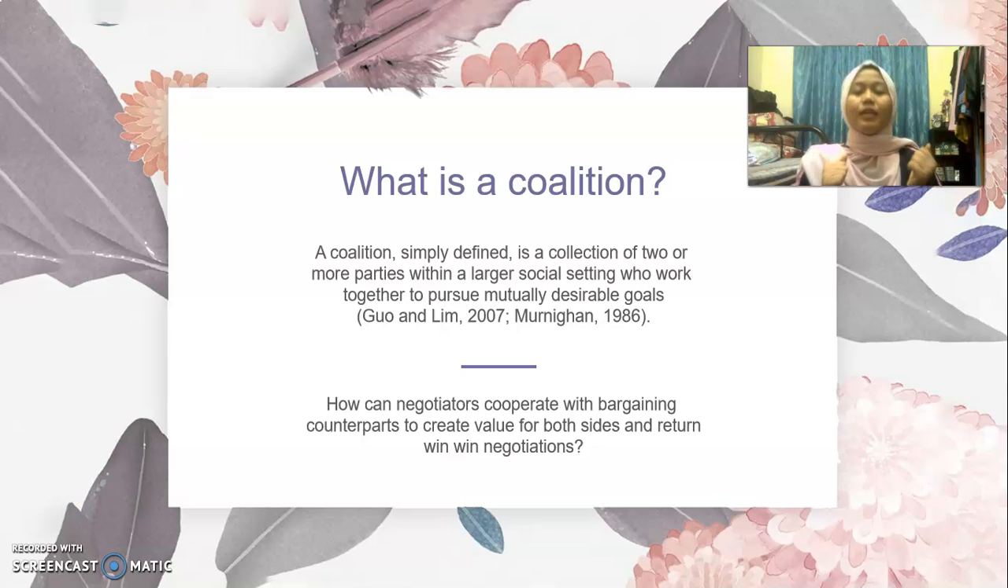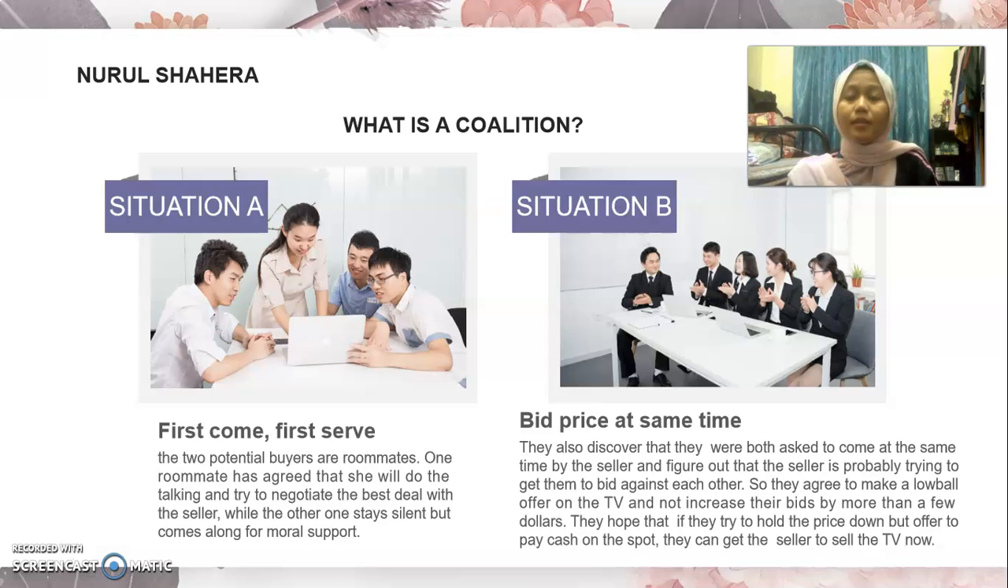So again, a coalition involves 2 or more parties in a big social setting. In order for this negotiation to occur, it must happen in a win-win situation. So when we are doing business, how can a seller negotiate so that the seller, the buyers, and also the other sellers are satisfied, so that it is a win-win negotiation?